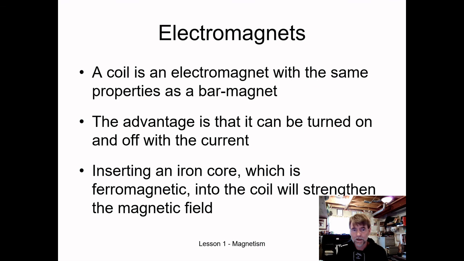Okay, final thought here is we can insert a core inside this coil. And if that core is ferromagnetic, it also has the ability to strengthen the magnetic field. So we have the ability to coil the wire up to strengthen the magnetic field. We have the ability to put more current through that coil to strengthen the magnetic field. We also have the ability to place some ferromagnetic core inside the coil and again increase the magnetic field. Okay, what happens here, of course, is that when you remove the current, you still have some lingering magnetism from the core.